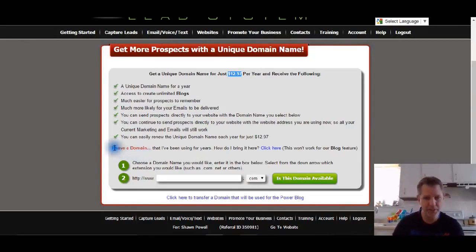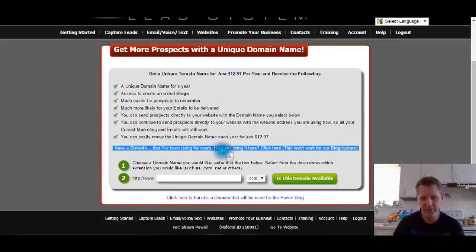If you already have a domain, it's going to be this part right here that I've been using for years. How do I bring it over? You need to click right here. Again, because depending on where you're coming from, it could alter how it's done. So that's something you want to think about.